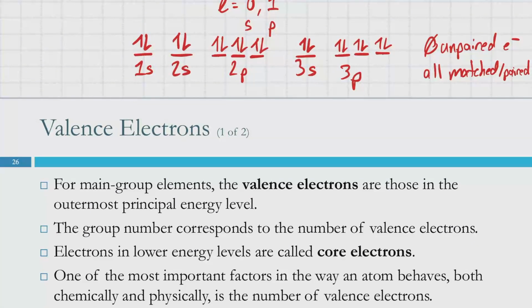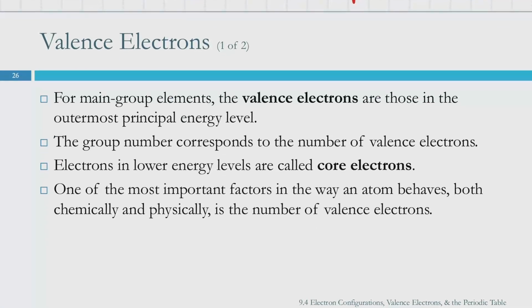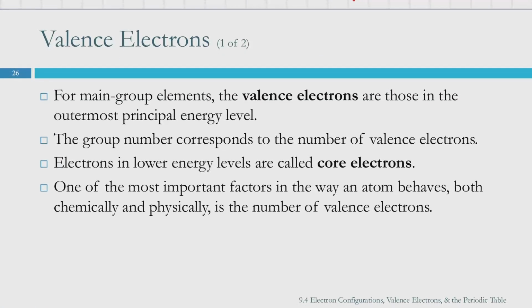For main group elements, things that are not in that middle block from scandium to zinc and down, for our main groups, everything that's not there, the valence electrons are the ones that are in the outermost principal energy level, the highest n number. So those are our valence electrons. Valence just means outside. So this is our outermost shell of electrons.